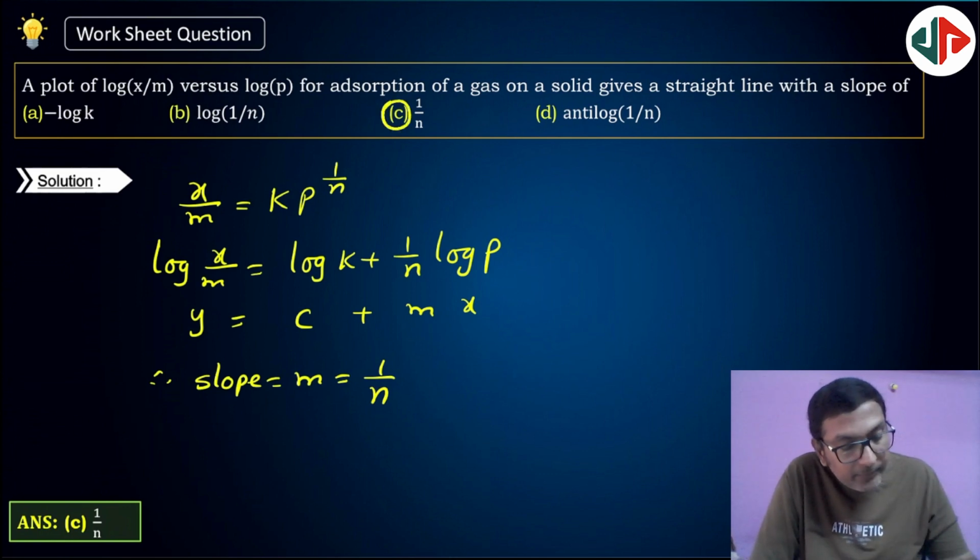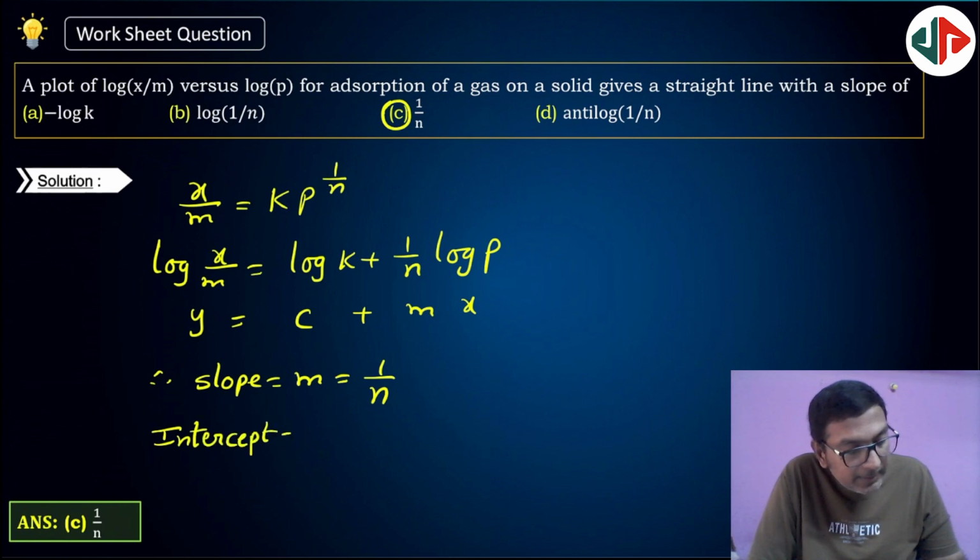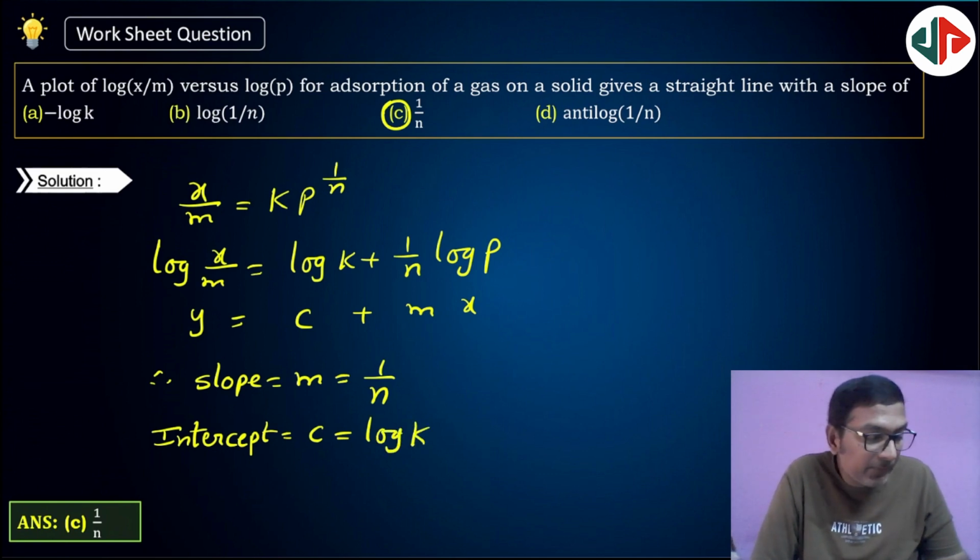Option C. And intercept is C. So C equal to log k. Remember this one also, log k. Next.